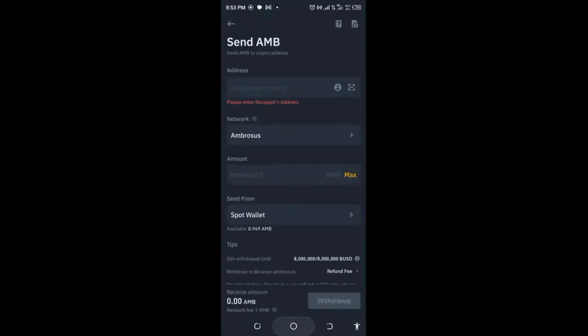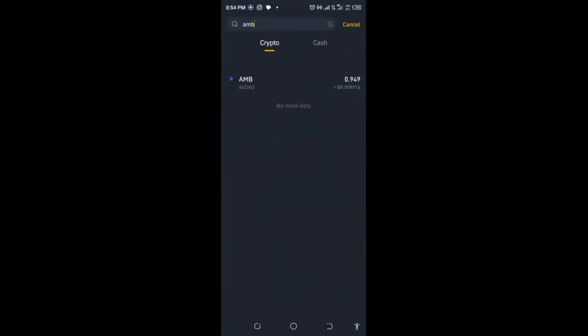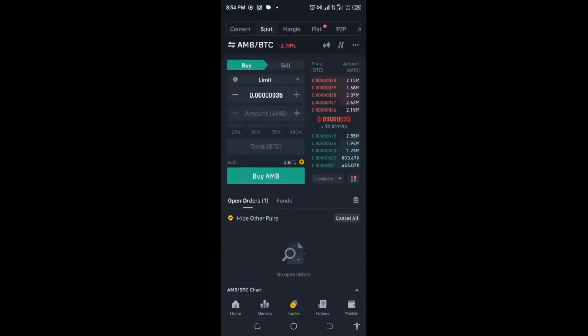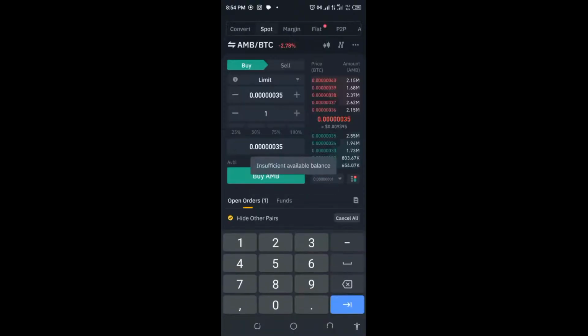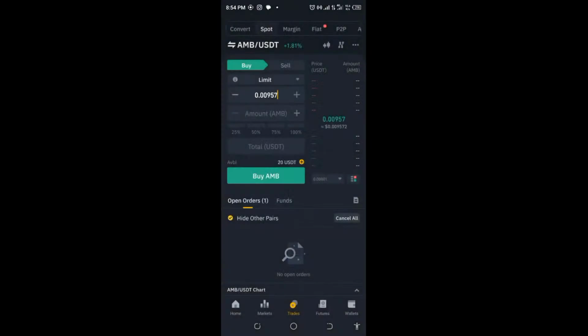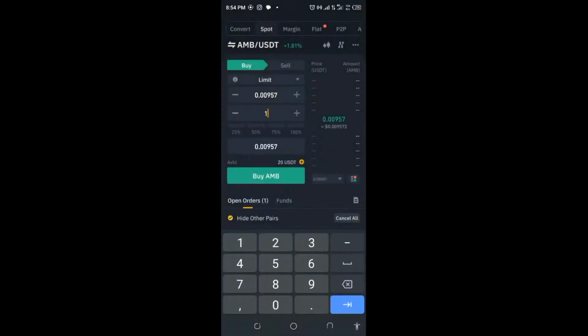Let's go back in to see how much one AMB is. If I want to buy one, let's see. Oh, no, this is not where you get it. We're going to get it from the USDT side. So let's put one here. It's really less, not even up to a cent. That's good. So we have to be fast before this thing changes.